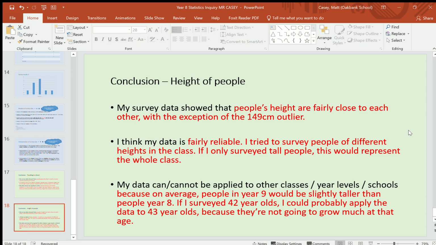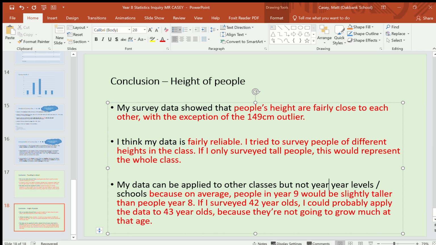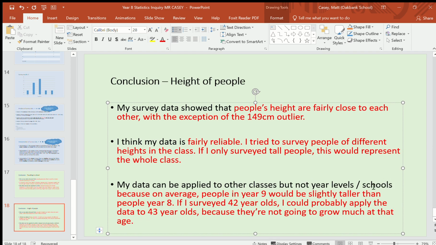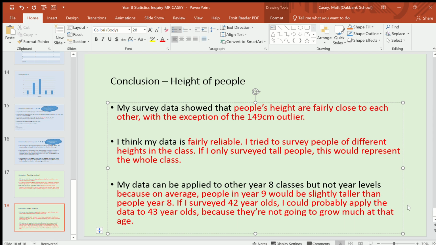Now, my data probably can be applied to other classes. Probably not year levels. Schools, I don't know. Let's forget about schools. Other year 8 classes. So basically, we're assuming that in year 8, people are going to be shorter than people in year 9. Kind of like if you're in year 1, you're going to be shorter than people in year 10 because you grow. That's what being a human's all about.